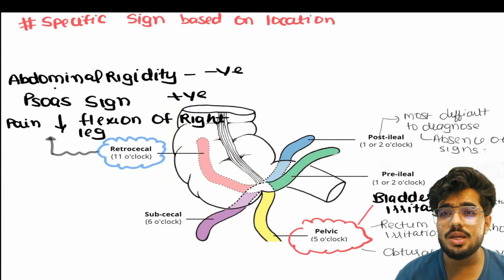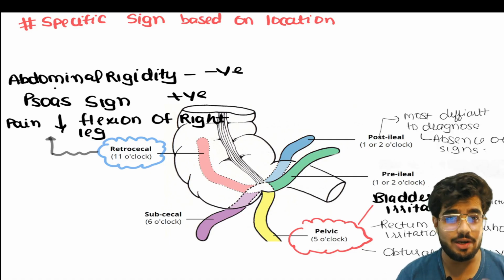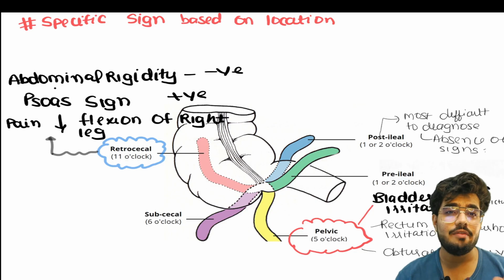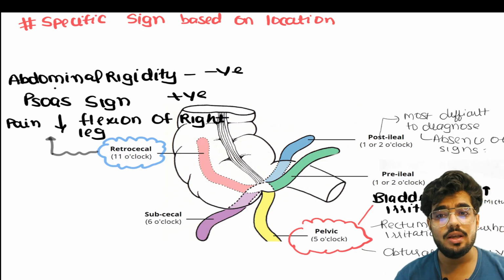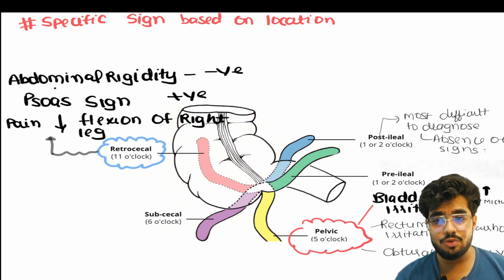Now we're going to talk about some specific signs which we're going to find based on the location of the tip of the appendix. If the tip of the appendix is retrocecal, which is the most common position of the tip of the appendix, we're going to find psoas test positive, psoas sign positive. There will be no abdominal rigidity, and if we tell the patient to flex the right leg, the pain will decrease in case of the retrocecal.